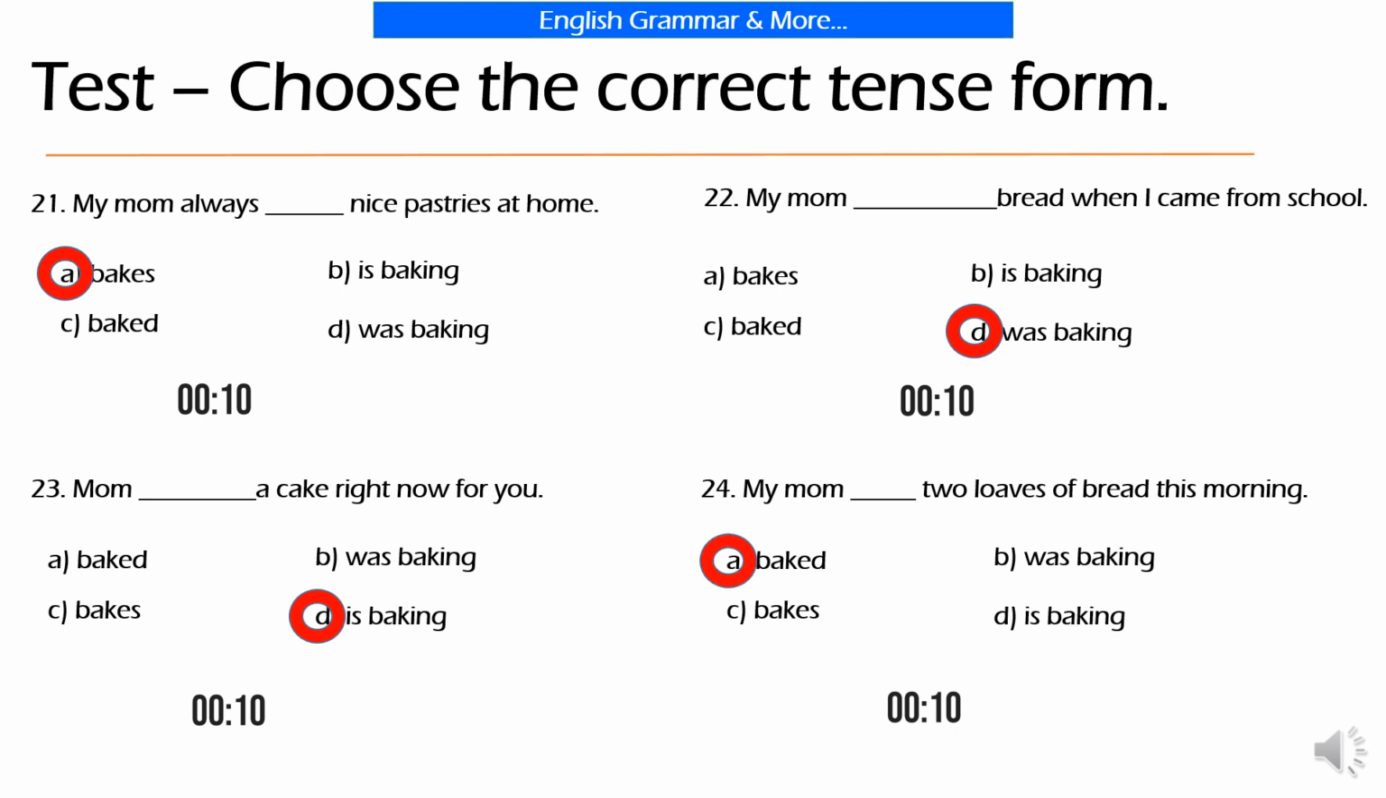The correct answer is A. My mom baked 2 loaves of bread this morning. Here we chose the past indefinite tense form because in this sentence the time adverb this morning already refers to an action that happened in the past.